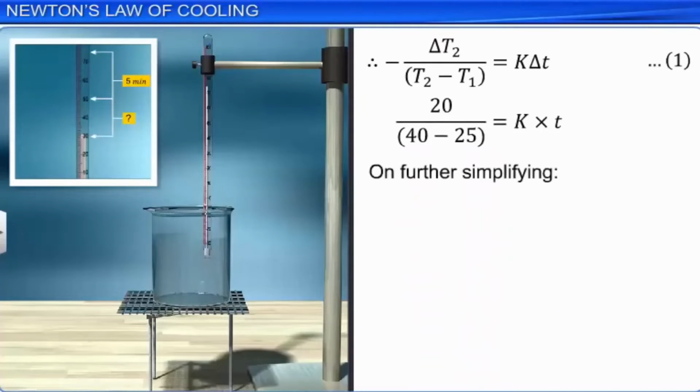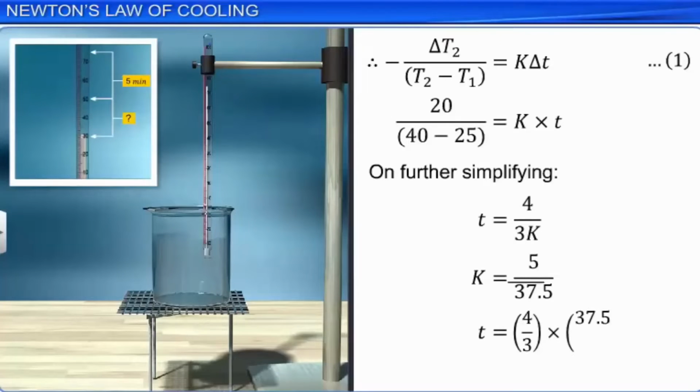We know that K is equal to 5 by 37.5. Substituting the value of K and simplifying, we get the value of t equal to 10 minutes. Therefore, it takes 10 minutes for the temperature of the water to fall from 50 degrees Celsius to 30 degrees Celsius.